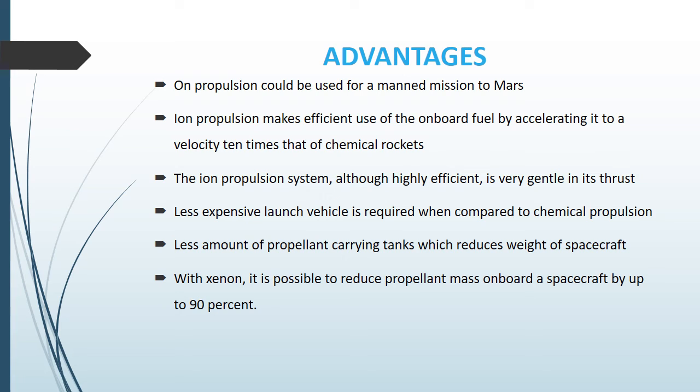Now see the advantages of ion thrusters. Ion propulsion could be used for a manned mission to Mars. Ion propulsion makes efficient use of the onboard fuel by accelerating it to a velocity 10 times that of a chemical rocket. The ion propulsion system, although highly efficient, is very gentle in its thrust. A less expensive launch vehicle is required compared to chemical propulsion. Less propellant tank capacity reduces the weight of the spacecraft. With xenon, it is possible to reduce the propellant mass on board a spacecraft by up to 90%.